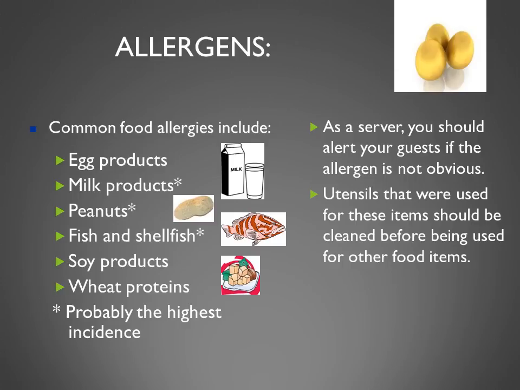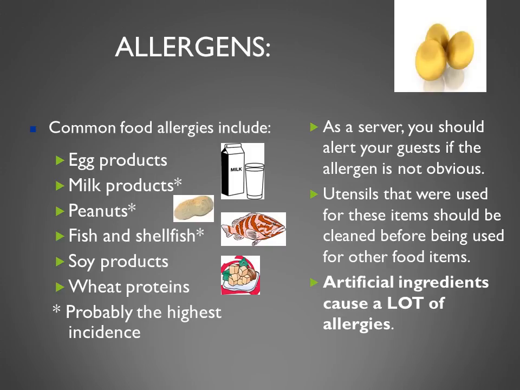Utensils that we use for these items should be cleaned before being used for other food items. So let's say you have on your dessert menu you have sundaes. Well, I order a sundae with peanuts on top. Next person orders with the sprinkles on top, and you scoop the sprinkles up with the same utensil spoon that you just served up the nuts, and there's a little bit of essence of nut on there, and I could die, and you'd be in big trouble. Artificial ingredients, like MSG type of thing, cause a lot of the allergies.